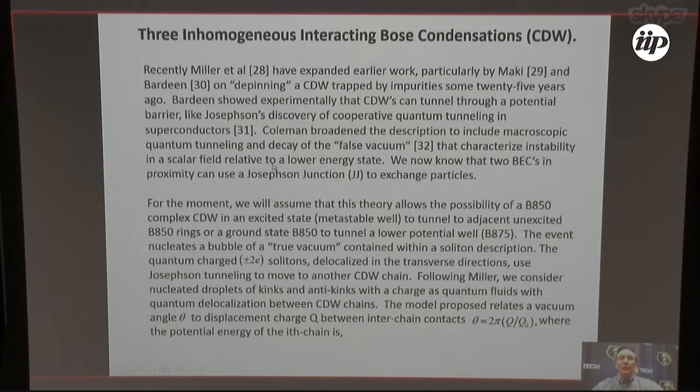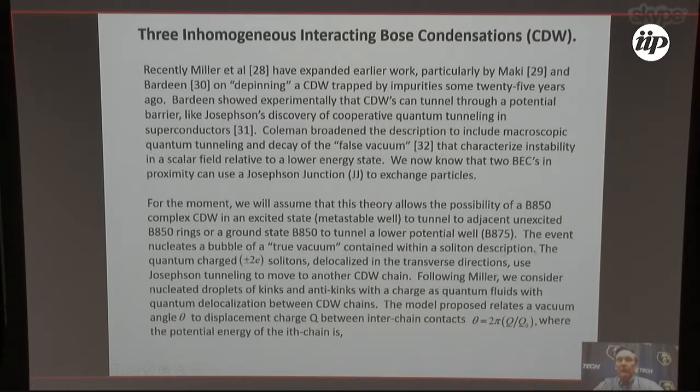Two BECs and proximities can use a Josephson junction to exchange particles, which we saw. And this theory, the idea was to get an excited state, a metastable well, and tunnel to the adjacent rings or to B850 in a lower potential. And the whole idea, Mackey and a bunch of other folks participated.